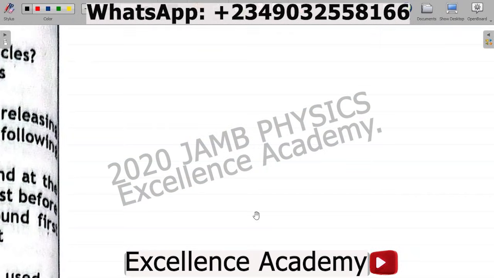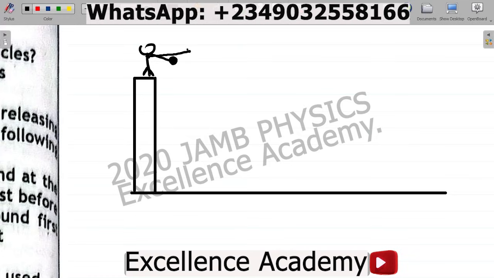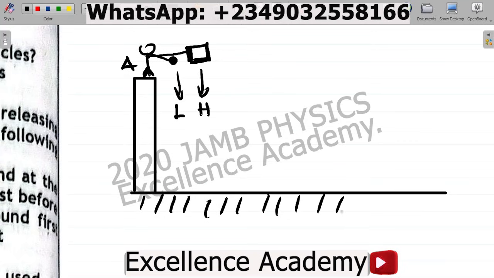So you picture this, right? If you have this as the ground floor, then you have a height here. Somebody stands at the height here, holding two things, a lightweight one and a second one, at the same position. And then you have this one here, a heavier load. Somebody stands here. Let's call this position A, and then leaves these two to drop. Let's use L for light, H for heavy. Which of them will get to the ground first? Will it be the lightweight or the heavyweight?